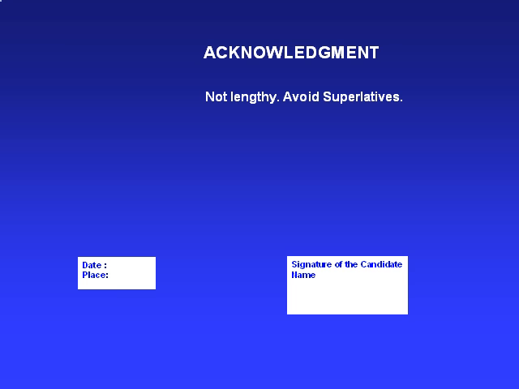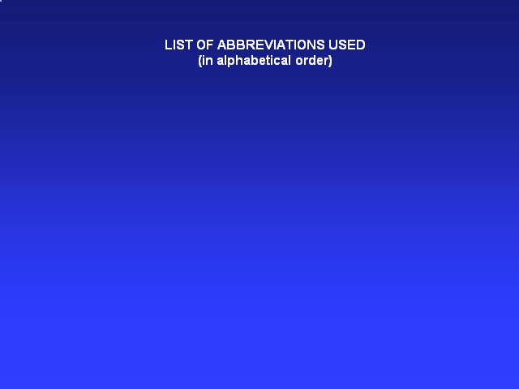Next comes the acknowledgement of all those who have helped in your work, and this should not be lengthy, and it is rather better to avoid superlatives. This is followed by a list of abbreviations used, and that should be done in alphabetical order.